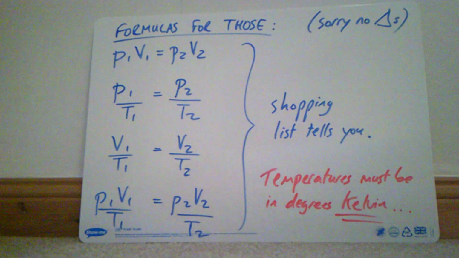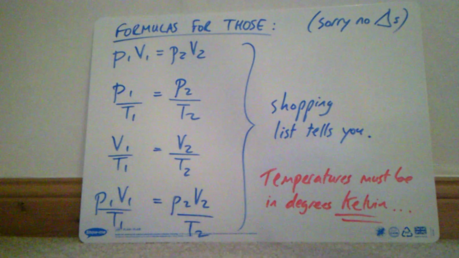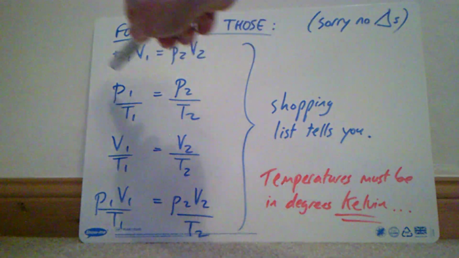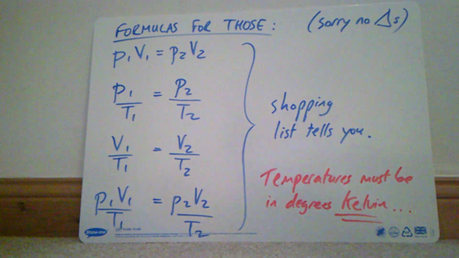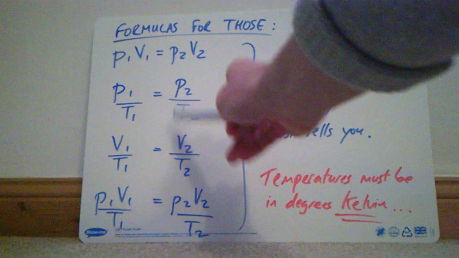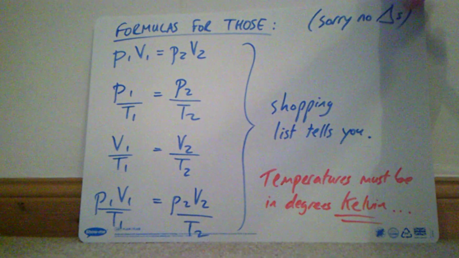The good thing about these formulas is you don't have to change the units. So if they give you something in kilopascals, then because you've got the same thing on both sides, the units cancel and you can keep the units the same as they are. Okay. The little thing you've got to remember though is temperatures must be in degrees Kelvin. What is a degree Kelvin?